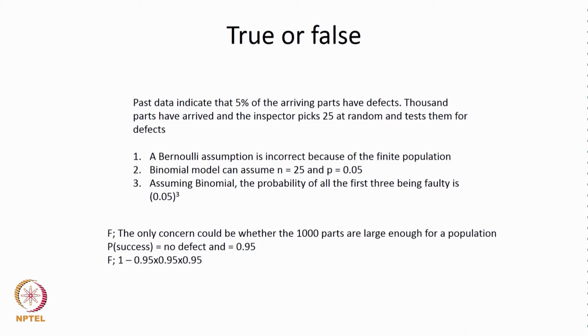The binomial model can assume n equal to 25 and p equal to 0.05, so 5%. It depends on what we define as success and what we define as failure. If defect is a success, then n equal to 25, p equal to 0.05. If not being defective is the success, then p is 0.95. Assuming binomial, the probability of the first 3 being faulty is 0.05 cubed. Otherwise, this will be 1 minus 0.95 into 0.95 into 0.95 and so on.